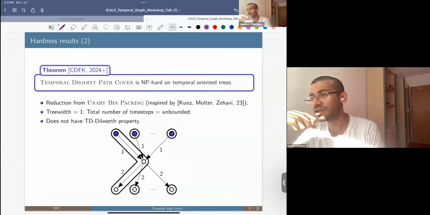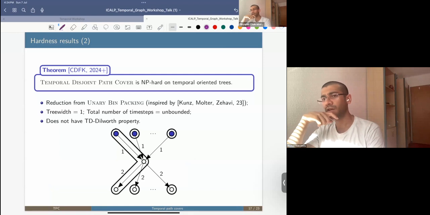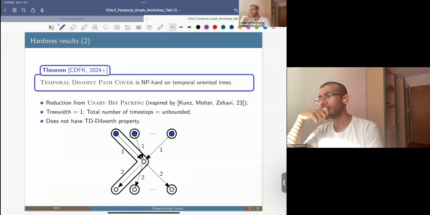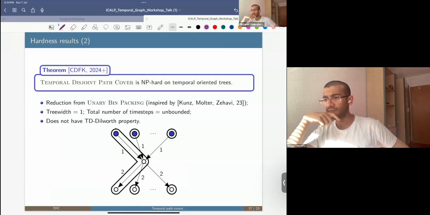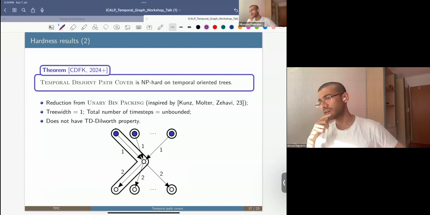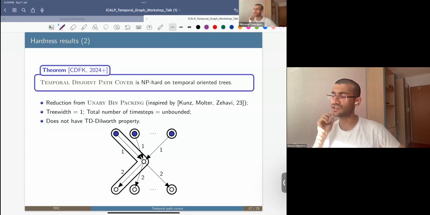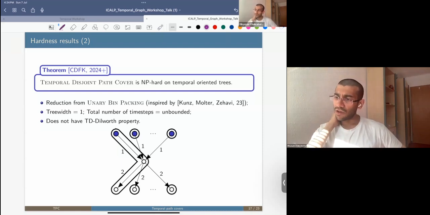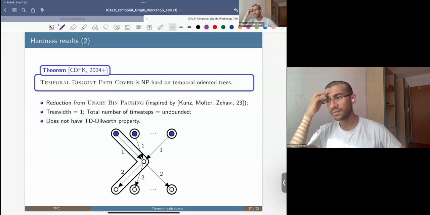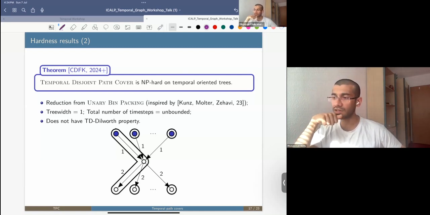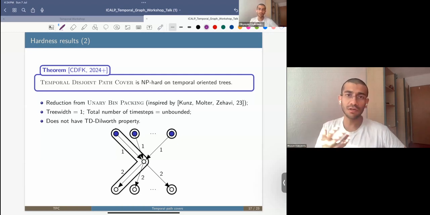So, and also we show that the temporal disjoint path cover is NP-hard on temporal oriented trees, and the reduction is from unary bin packing, and it's inspired from Poons, Mota, and Zahavi. Now here the tree width is 1, but the number of time steps is unbounded. And of course, again, we don't have the temporal Dilworth property for this class of graphs when we talk about temporal disjoint path cover.